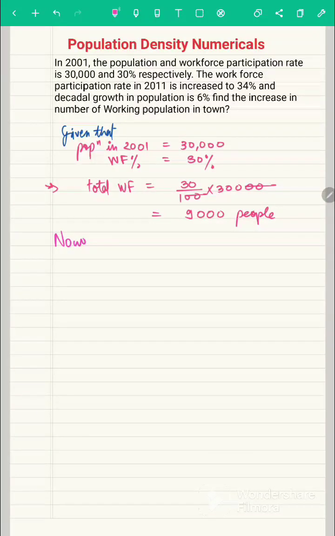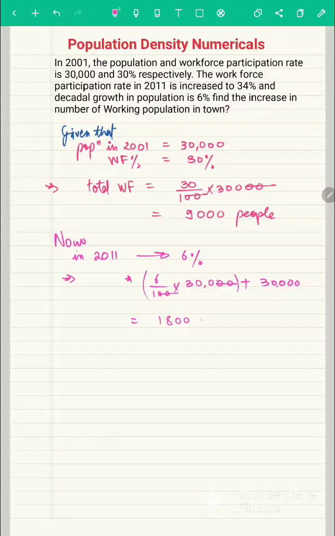Now, in 2011, decadal growth is 6%. So first let's find how much population is increased. 6% of 30,000 plus 30,000. Six threes are 18, which means 1800, and plus 30,000 is 31,800. So this is the population of 2011.